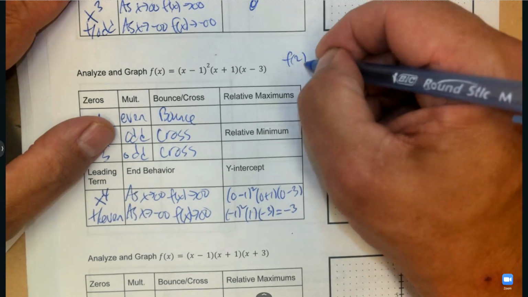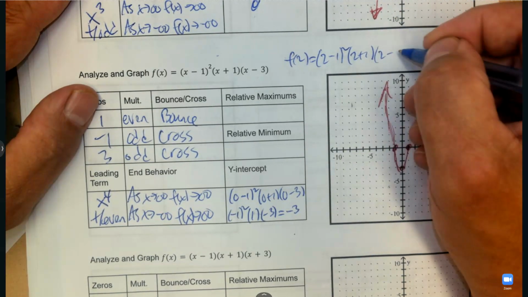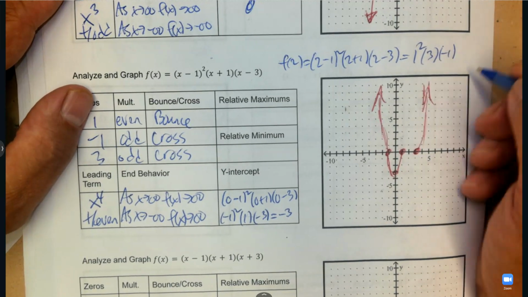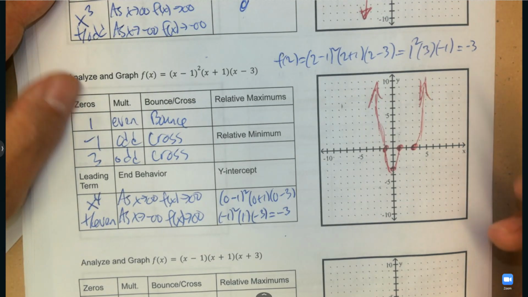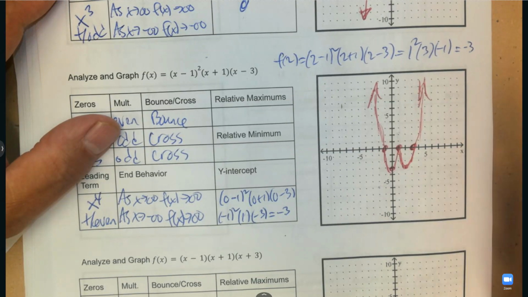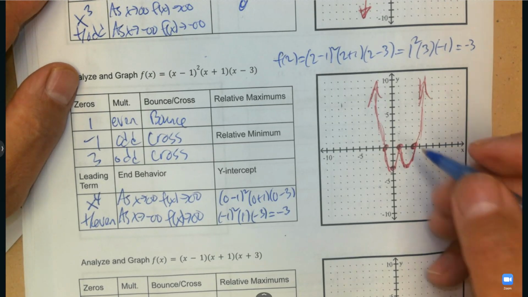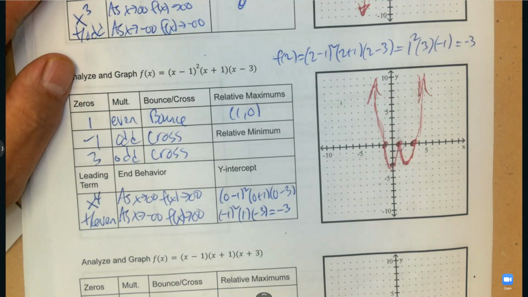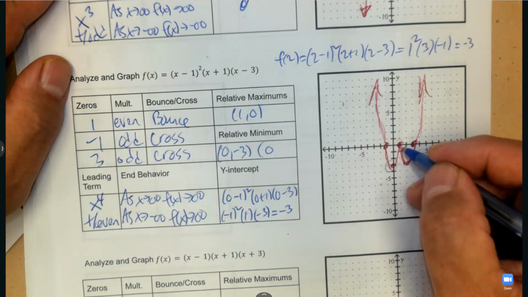I'm going to do that up here. So that's 2, take away 1, 2 plus 1, 2, take away 3. So that's 1 squared, that's 3, and negative 1. So altogether that answer is negative 3. Some symmetry here. So we have a maximum right here at 1, 0, bounces. We have a minimum here at 0, negative 3, and another one at 2, negative 3.